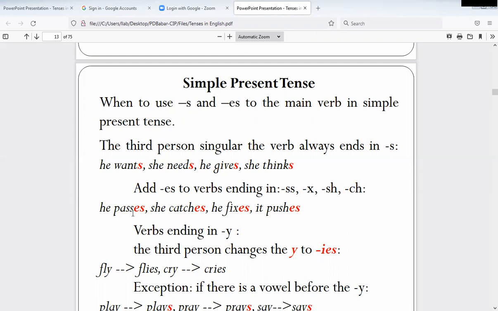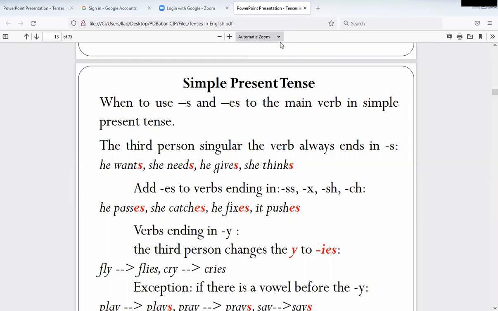Pass is the verb. If there comes a third person singular subject, that is he, she, or it, then we have to add the ES suffix to pass, because the verb pass ends with s. There is an s at the end of this verb, and that's why we have to add ES as a suffix. So, he passes.